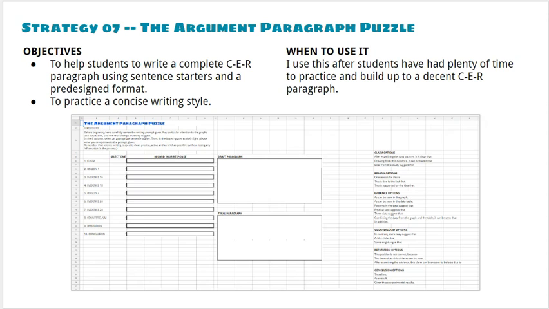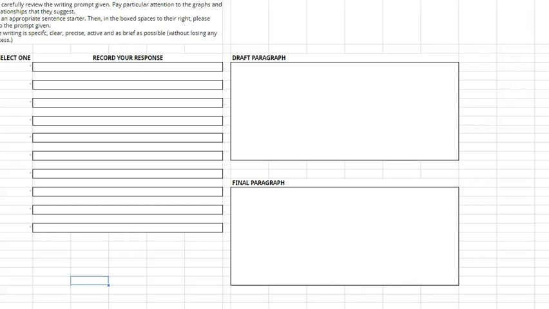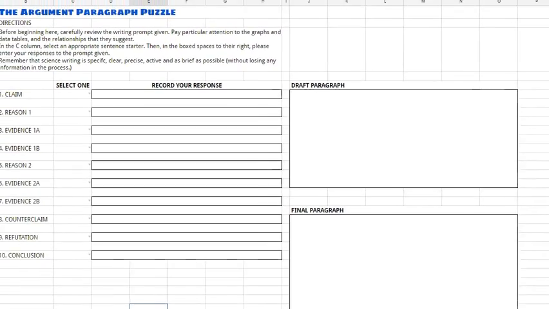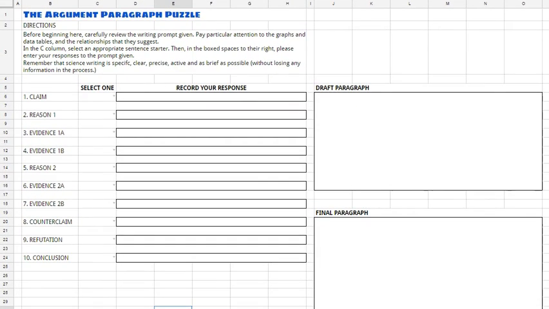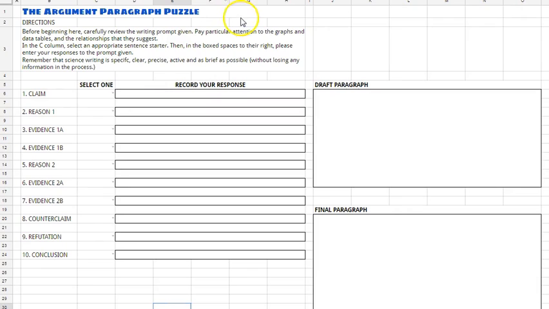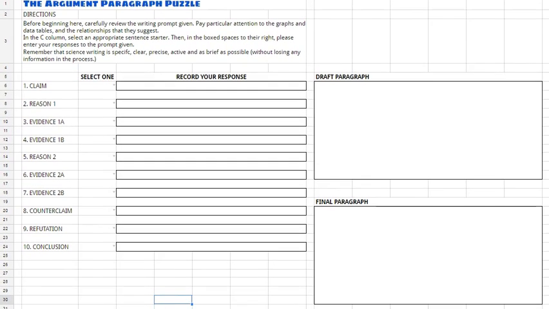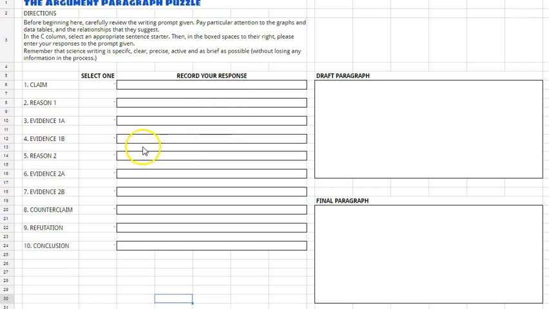Guess what? This is a spreadsheet. I know you were not expecting it. It was totally out of left field that it would be a spreadsheet, but there it is. So I apologize to those of you who were shocked by that. I call it the argument paragraph puzzle because it's not really a puzzle, I guess, but it is to the extent that you are trying to put together these pieces in a particular order. And so that's where we're at right there.